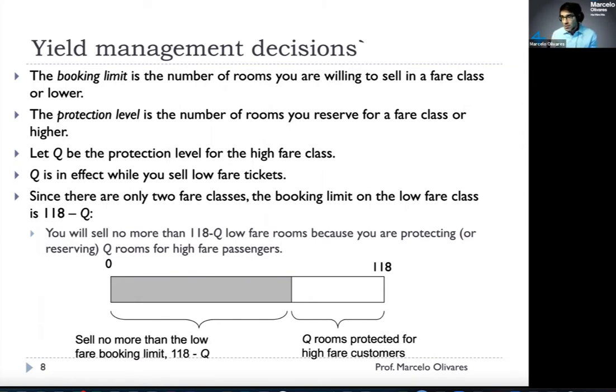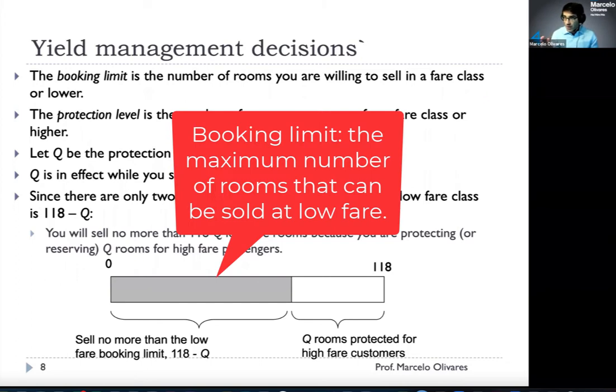Now, when you have a protection level, that implies that there's a booking limit. So how does this work, right? You have a total of 118 rooms, and you protect some of those rooms. So what you do typically is you start with the low fare and you start selling at the low fare. Okay. You start selling rooms, and then when you start reaching the protected rooms, right? That establishes a booking limit, the maximum number of rooms that you will sell at the low fare, right?